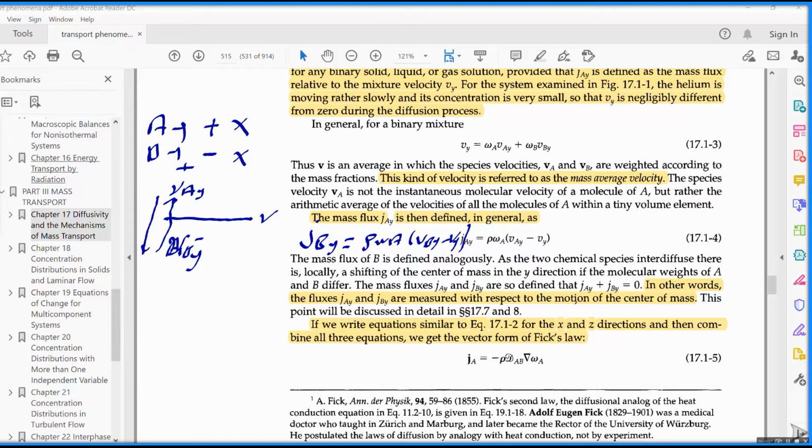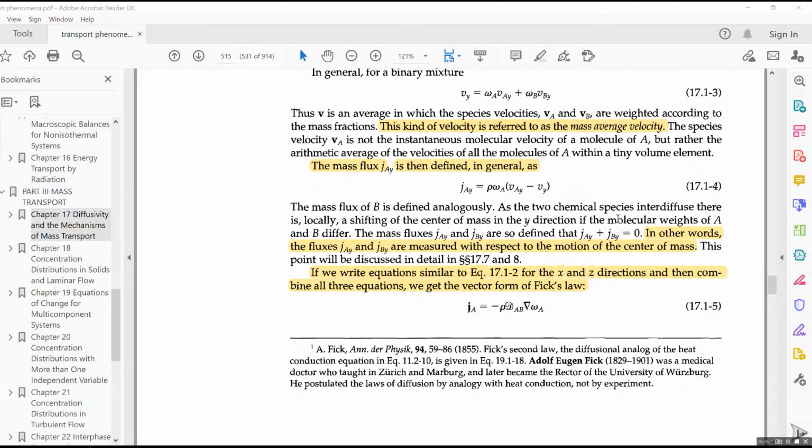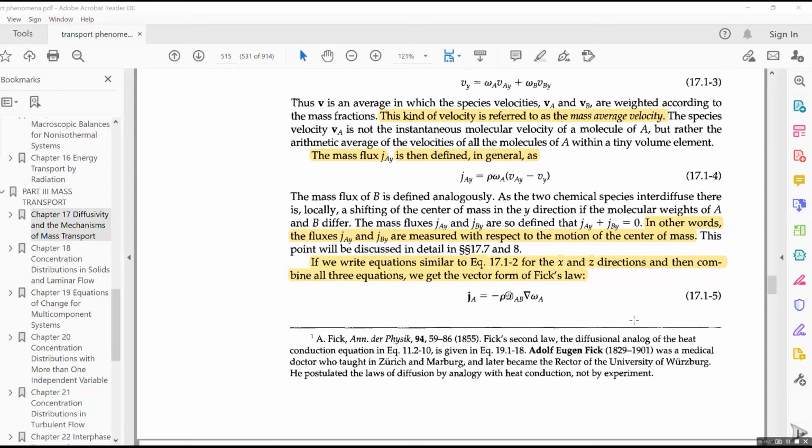So then we define JAy plus JBy. It should be 0 because this is going to be plus x and this is going to be minus x. Then these are going to cancel each other, and we obtain that in a binary system the summation of the species mass transport gives the result of 0. This rule comes from the definitions in the binary system.